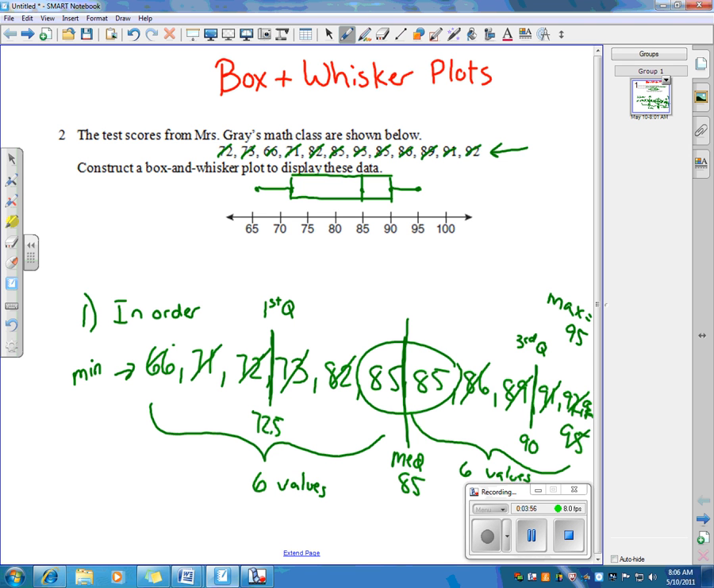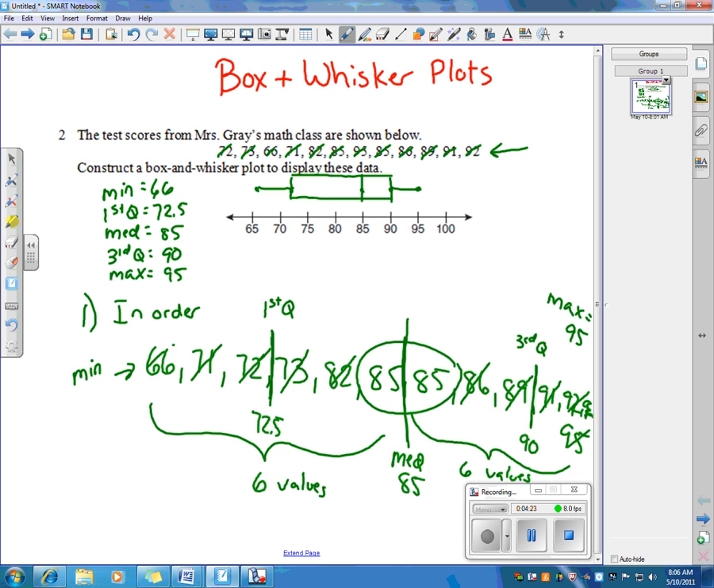So in this case, we have a minimum of 66. I'll put all those values over here. We had a first quartile of 72.5, a median of 85, a third quartile of 90, and we have a max of 95.